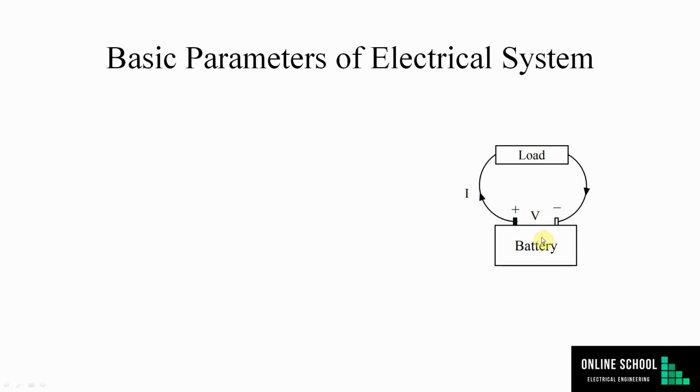If we see the basic parameters of electrical system, volt, current and its unit is ampere. Here we have taken the example of battery. Battery is the source of voltage. Battery has its terminal voltage V. Assume a 12 volt battery. Then current will depend upon the load.